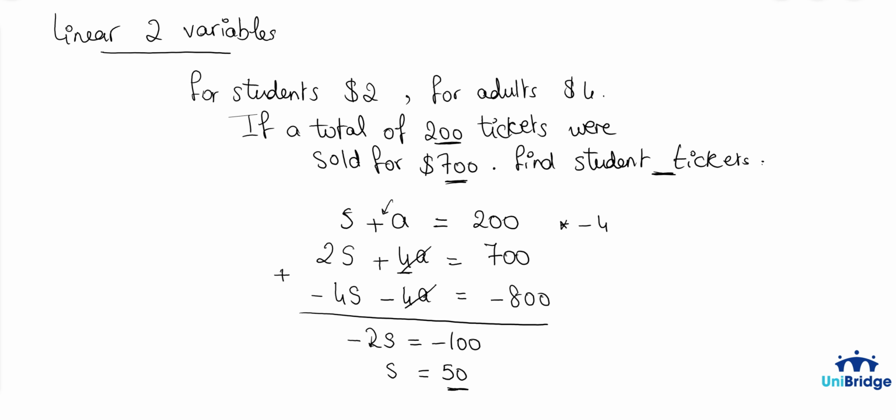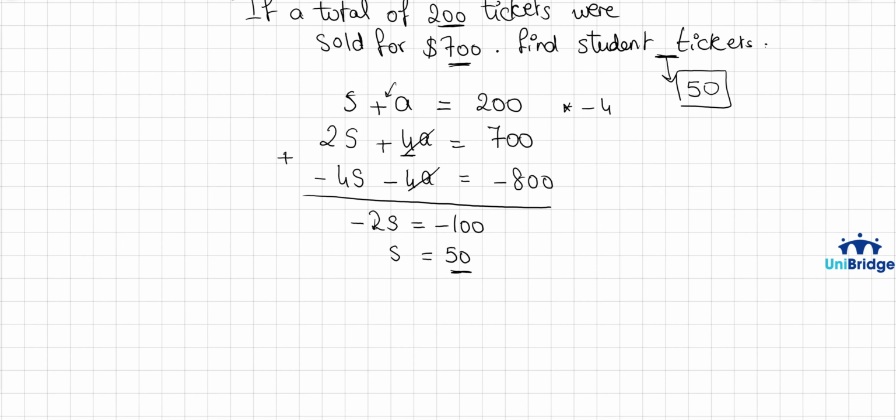Notice that in these questions you have two unknowns. So you need to make sure that you're answering the question that he's asking for. He could have easily been asking for the adult tickets, but since he's asking for the students, it serves well when you do elimination and you just eliminate the variable that you don't want. So the answer here is going to be 50.